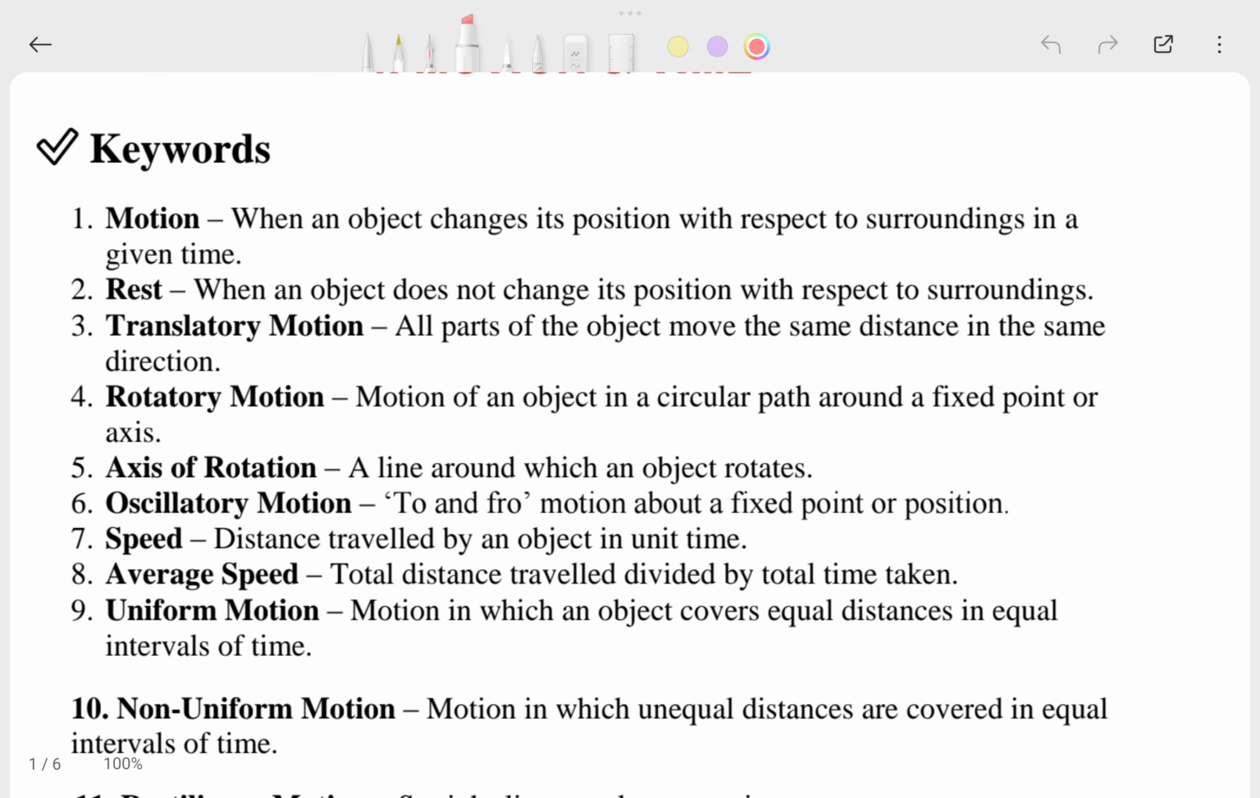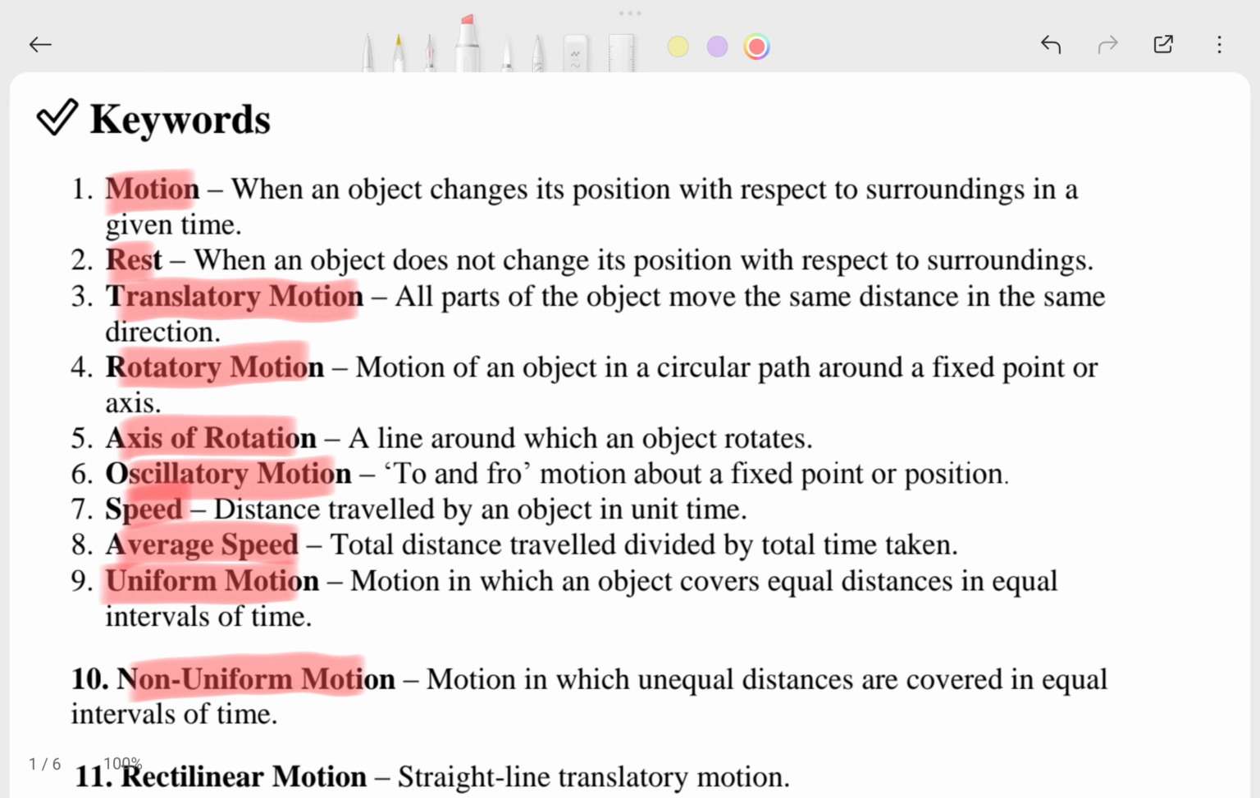Here the first keyword is motion. The second is rest, translatory motion, rotatory motion, axis of rotation, oscillatory motion, speed, average speed, uniform motion, non-uniform motion. In this list there are a lot of keywords which are not present in your textbook also. Those keywords are given in this notebook, so you can check them out. Whenever you get any doubt, just go to your textbook and look.